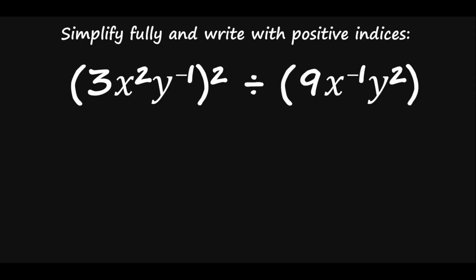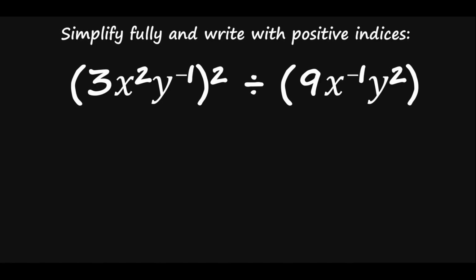Now look at this question. This one is definitely more difficult than the previous ones, and it says simplify fully and write with positive indices, which means it doesn't want any negative index in the answer. So the first thing we are going to do is, for this one on the left, we are going to apply power of a product, 3x squared y raised to power minus 1 all raised to power 2. We are going to use the power of a product for this. First, let's do that first.